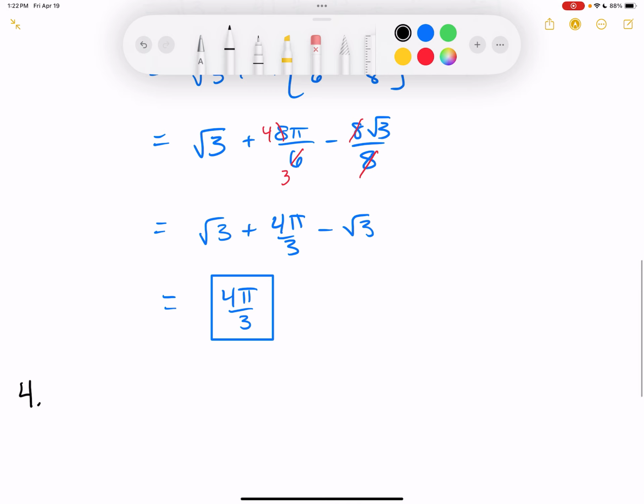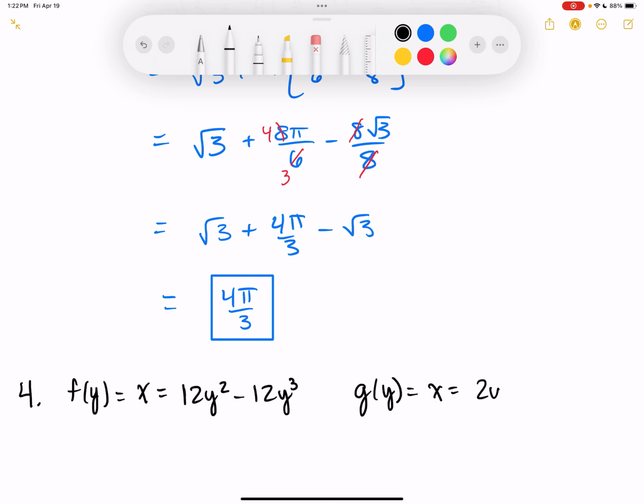So f of x is equal to y, wait a minute, I lied. F of y, because these are y's in this problem, is equal to x is equal to 12y squared minus 12y cubed. These are going to work the same way as the other ones, just the variables are different because of the direction the graph is going. And then g of y is equal to x is equal to 2y squared minus 2y. And the parameters on this one go up and down because the graphs are sideways, so it's from 0 to 1.